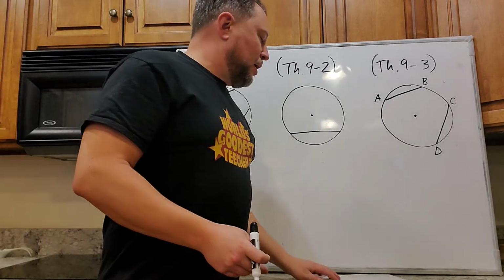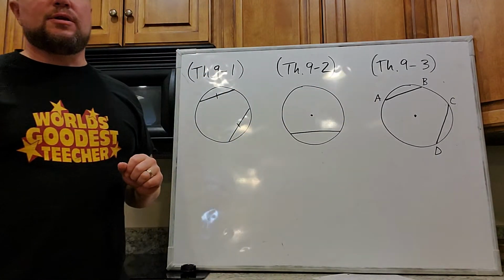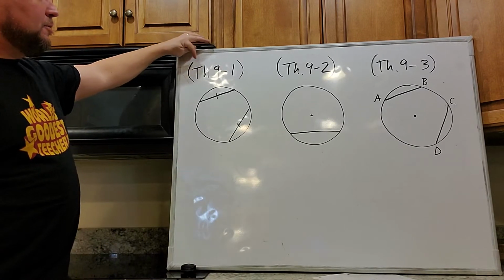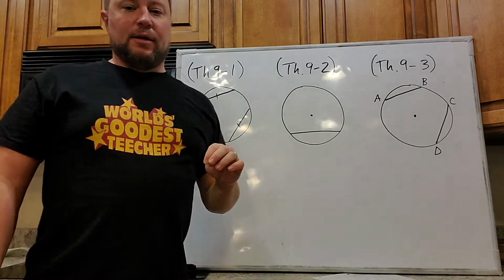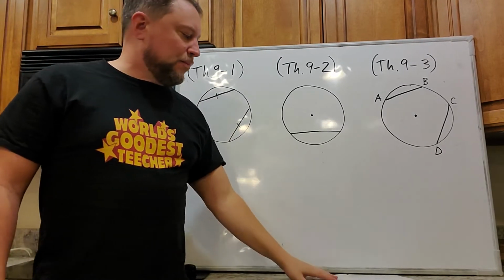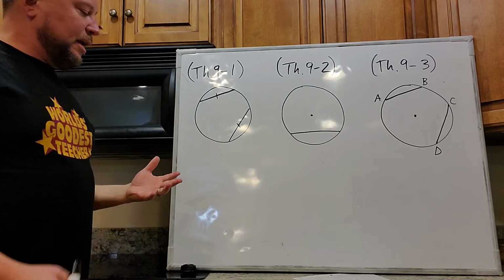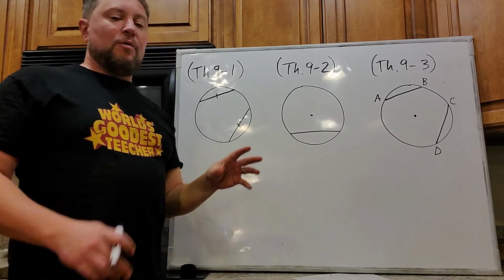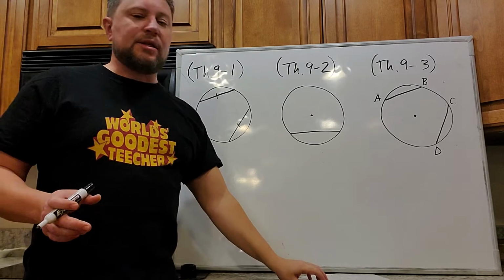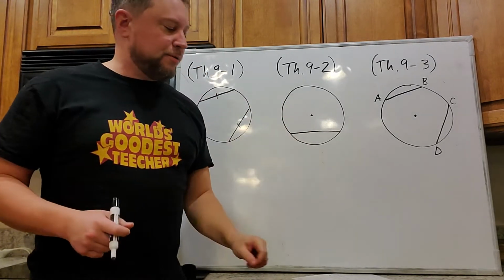All right, so we've got three theorems. As you can see, I've already drawn some pictures up here, and we'll jump into our first theorem of Chapter 9, Theorem 9-1. If you look on your list of postulates and theorems, you'll see that this theorem simply states that if we have a single circle or two congruent circles, all these theorems are going to start like that, with either a circle or two congruent circles.